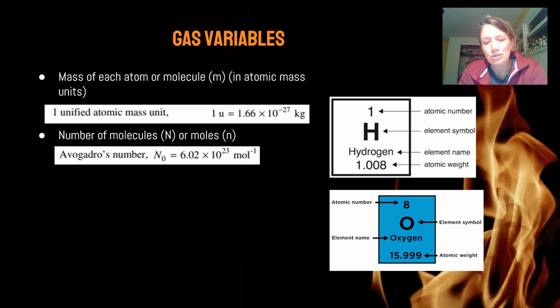Incidentally, Avogadro's number was chosen so that that many molecules would have an overall mass of the atomic weight in grams. So 6.02 times 10 to the 23rd molecules will also weigh 1.008 grams if you're talking about hydrogen. And perhaps you learned that in chemistry.